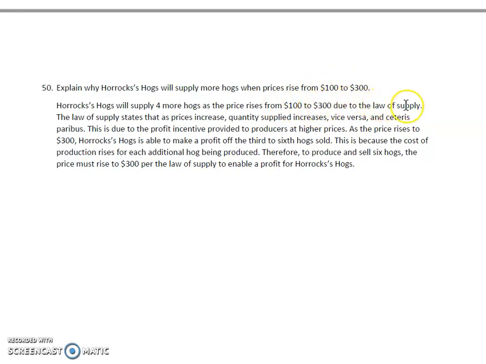Make reference to the law of supply, and I follow that with a definition of law of supply. Then I start explaining actually what is the basis for the law of supply.